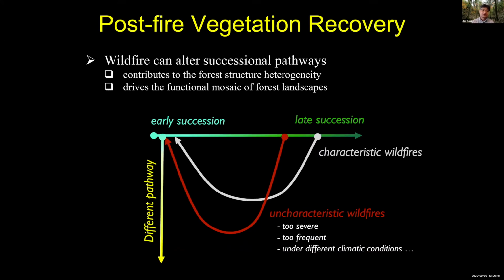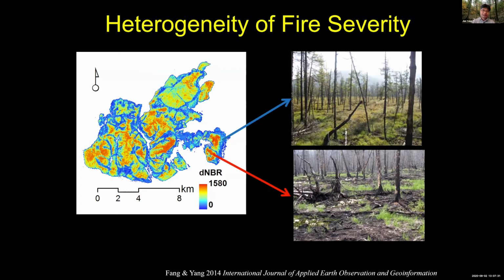For today's talk, I'm going to focus on one aspect of fire impacts on landscape, which is post-fire vegetation recovery. Earlier, I mentioned that disturbance can reset the succession clock, but that's just one part of it. Some uncharacteristic fires, which might be too severe, too frequent, or happen under different climate conditions, may lead to a different succession pathway than the system usually undergoes. Such variability contributes to forest structure heterogeneity and drives the functional mosaic of forest landscapes.